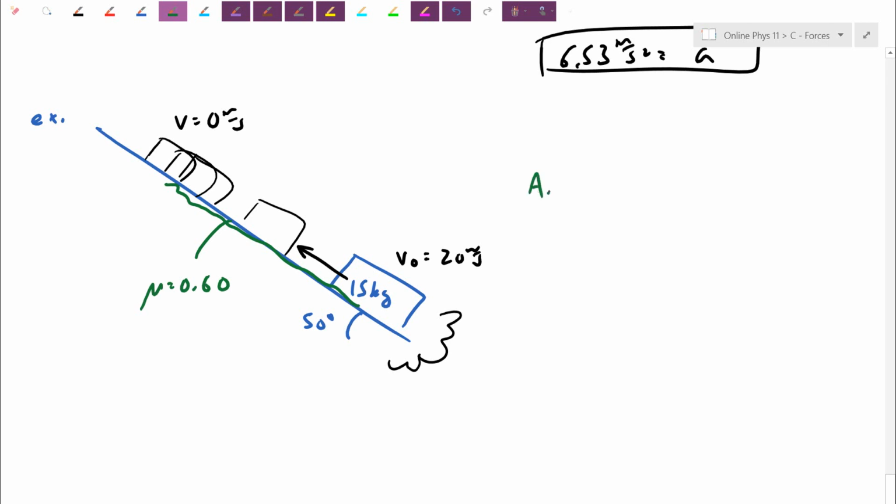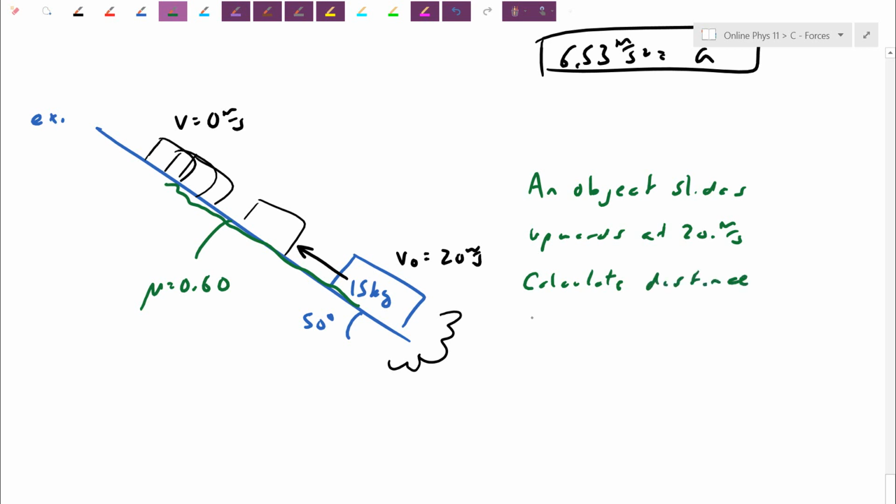I'm going to just describe this for you in words here. An object slides upwards at 20 meters per second. So at first I had given it the speed of 20 meters per second. I want you to calculate the distance covered before stopping.